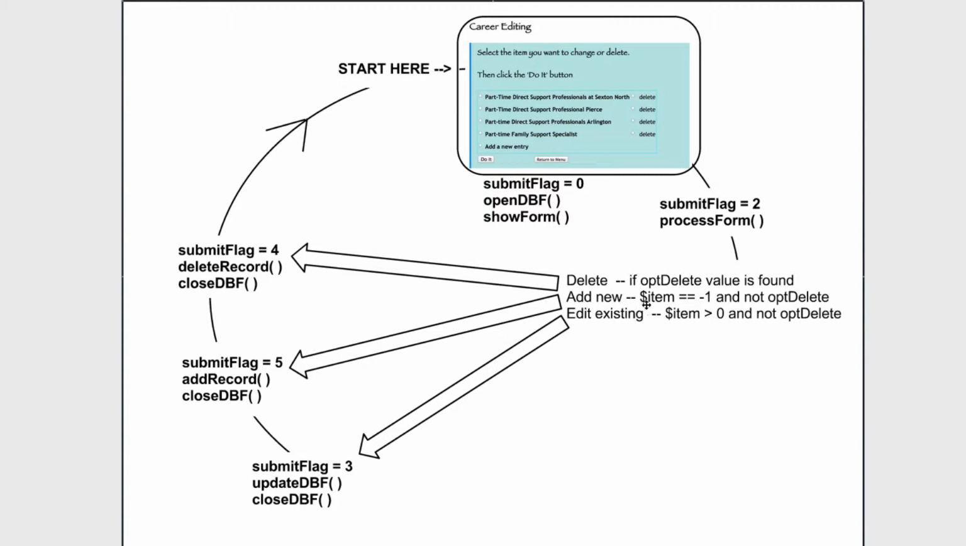If they want to add a new record, so there isn't an item selected and there's no option to delete, then it sets the submit flag to option 5, adds in the record with dummy data that the user can change, and then it closes the database and goes back and shows the form. And the final option is the user could select an existing item, so they would click one of these left-hand buttons. That would set the submit flag to 3, update the database, and then close the database and come back here and display the new refreshed data.